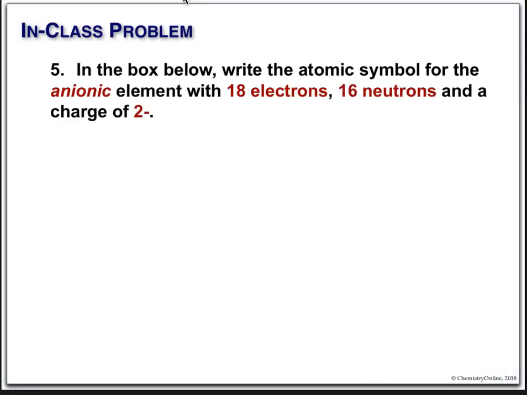All right, we want an atomic symbol here. Remember, the atomic symbol is simply the symbol of the element from the periodic table. As a subscript in front, we put the atomic number. And as a superscript in front, we put the mass number. So, if this has a charge, we show the charge as a superscript behind the symbol. So, here we have 18 electrons, 16 neutrons, a charge of -2.